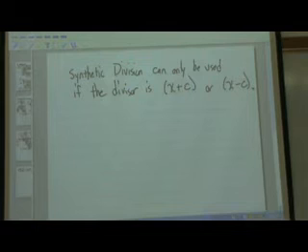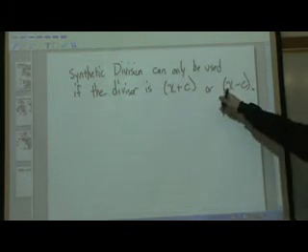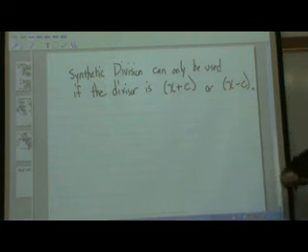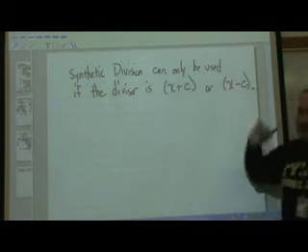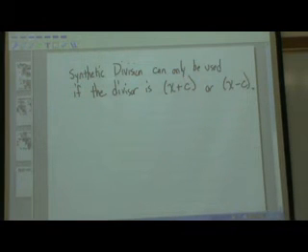We couldn't use synthetic division on the last problem because it was 3x squared. The 3 and the square are bad. We couldn't even use it if it just said 3x plus 1 because the divisor has to have a leading coefficient of 1 and the degree has to be 1. So it's got to be x plus a number, x minus a number. Here's an example of a problem that can use synthetic division.